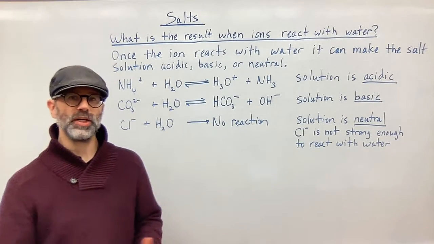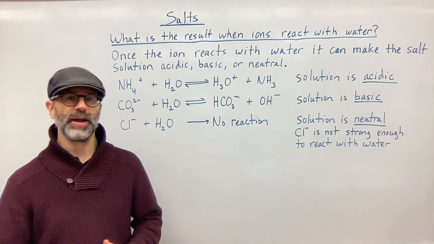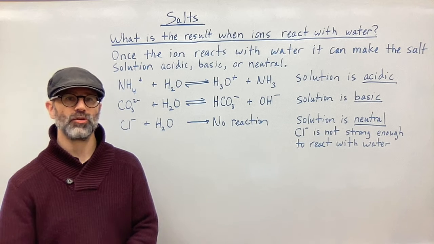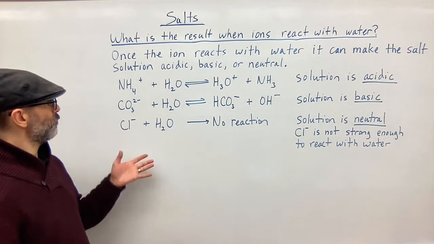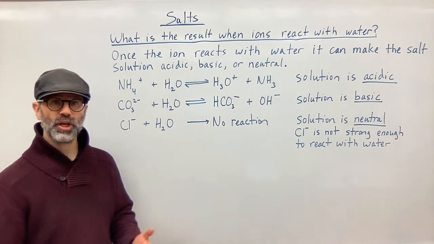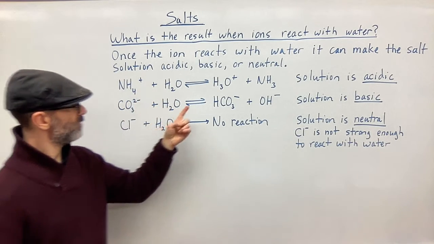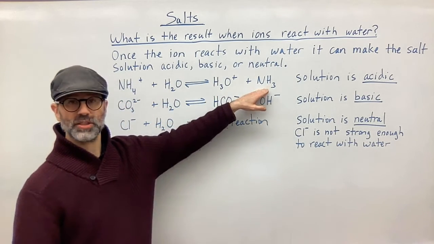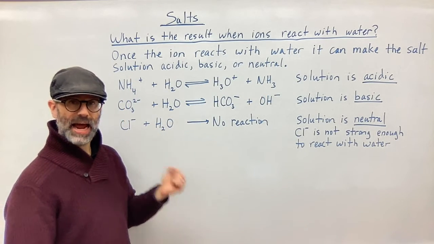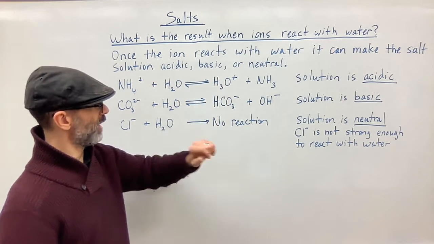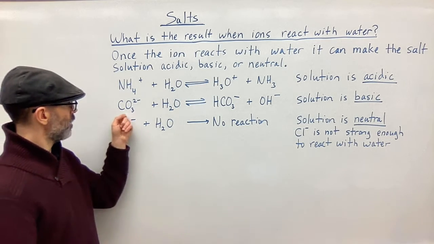Okay, so what is the result when ions actually do react with water? Well, once the ion reacts with water, it can make the salt solution either acidic, basic, or neutral. So if we look at these three examples, here we have our ammonium ion. The ammonium ion can react with water by donating a proton, and it's going to make the hydronium ion plus ammonia. Because this ion is acting as an acid, creating hydronium ion, the solution becomes acidic.